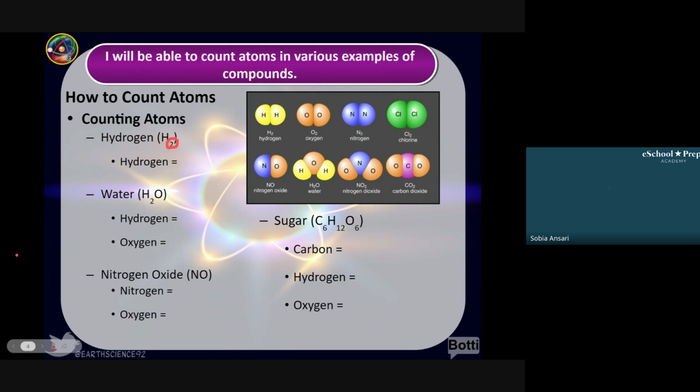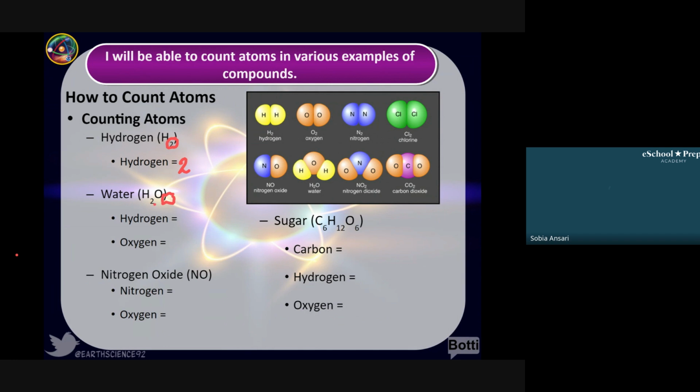So in this case, we have H2. So this basically just means we have two hydrogen atoms. If we do not have a number in front of the element, we assume we only have one of that element.